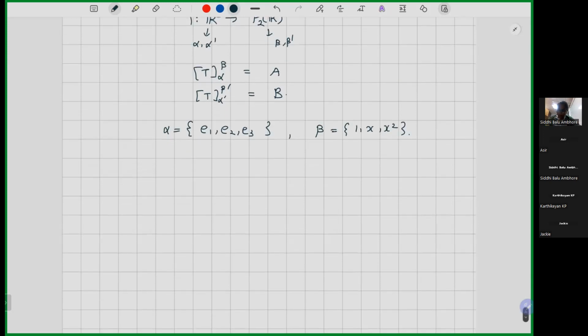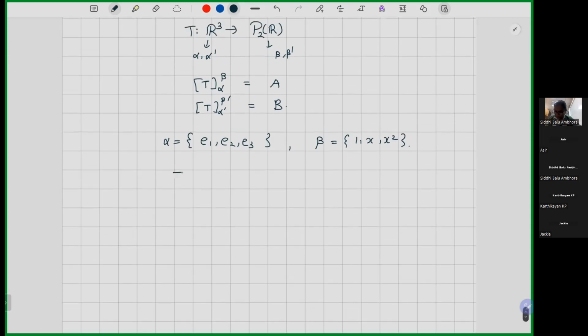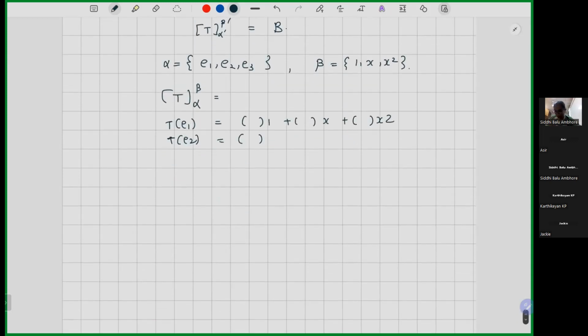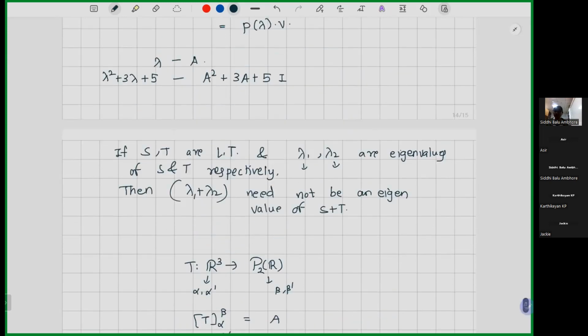To calculate T alpha beta, first I need to calculate T of E1, T of E2, and so on. Each will be some polynomial in P2 of R. Then I will express that in terms of 1, x, x square, and everything was coming as 1, so I was getting confused there. So that is okay. If that's how the linear transformation is given, everything being one is not a problem.